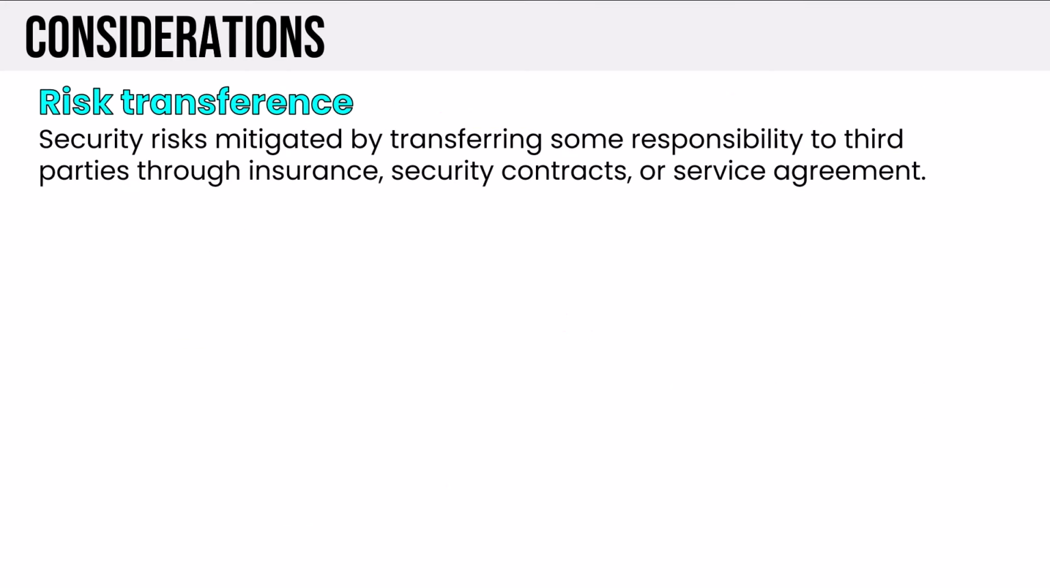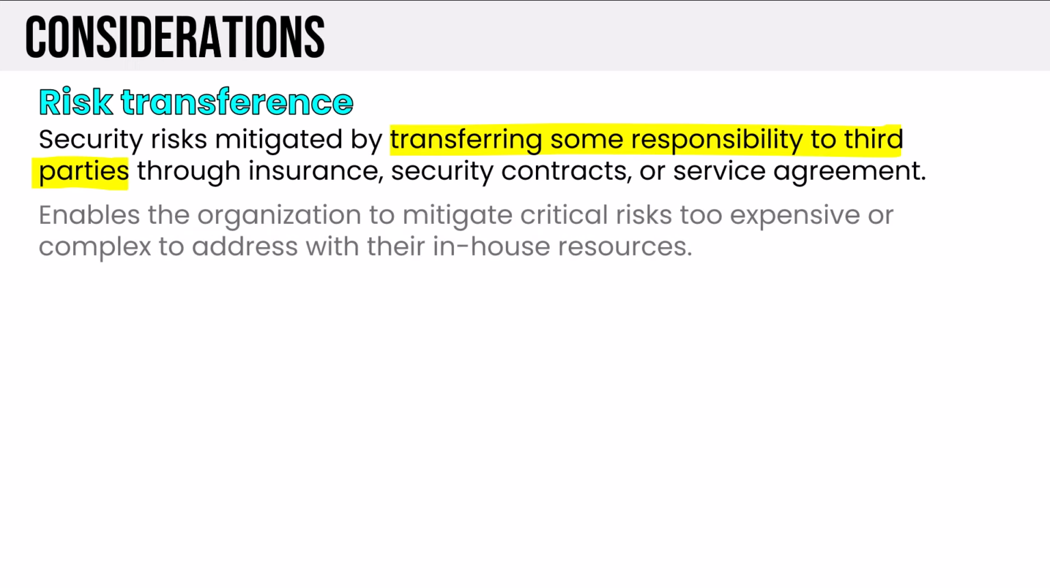Next, we have risk transference. This describes when security risks are mitigated by transferring some responsibility to third parties through insurance, security contracts, or a service agreement. This enables the organization to mitigate critical risks too expensive or complex to address with their in-house resources alone. For example, they may not have the money on hand to rebuild a $10 million data center, but buying insurance to protect if that data center is destroyed through a natural disaster mitigates the risk.